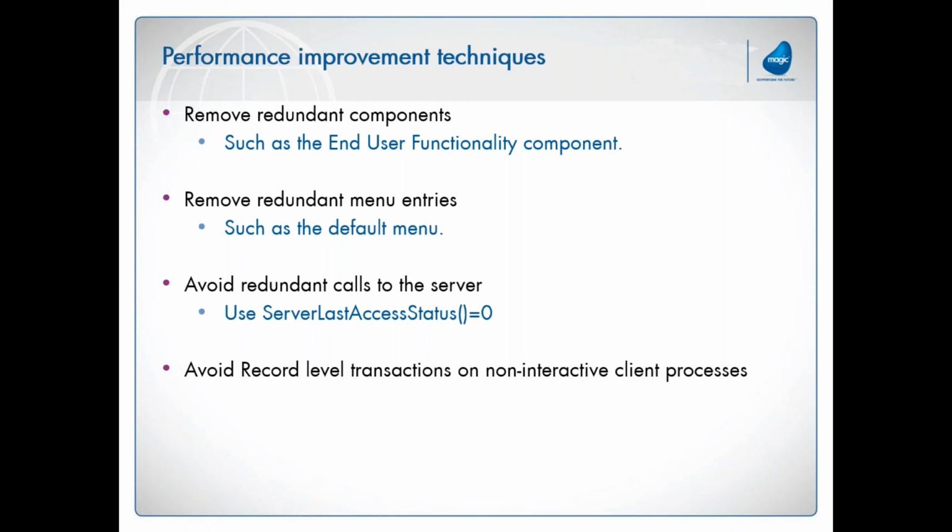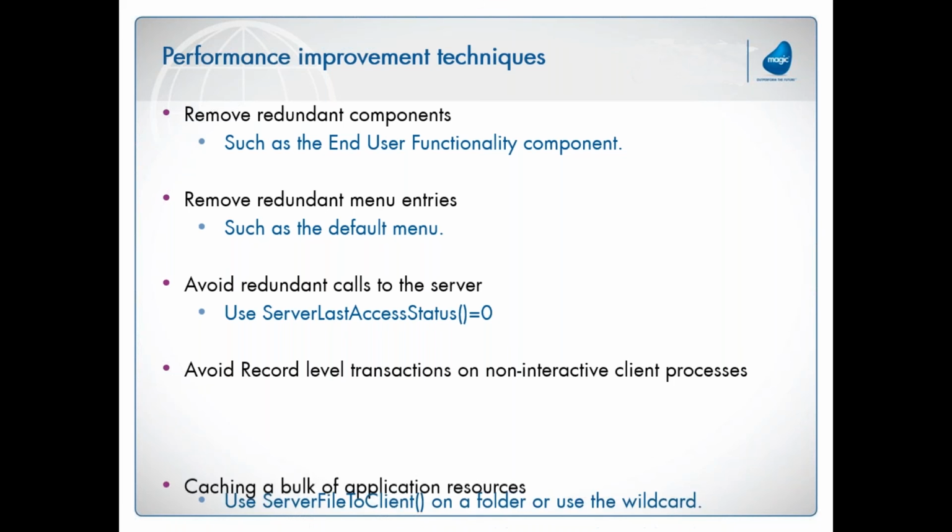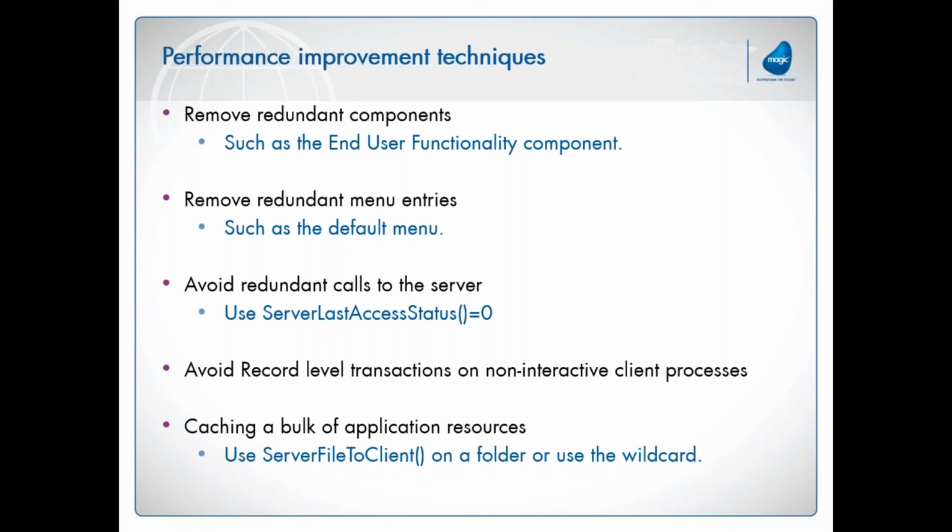Next thing is to use server file to client on a folder or using a wildcard, and this is very, very, very important. Now, the server file to client, the way it behaves, it first takes a list of the files you want to send, sees the timestamp, and let's say from the server to the client, then the client side will check the timestamp of the file in its cache and do one request to tell the server, this is my timestamp, do you have any update? And if there is an update, then the client will ask for the update. If there is no update, then the file will not be retrieved again to the client.